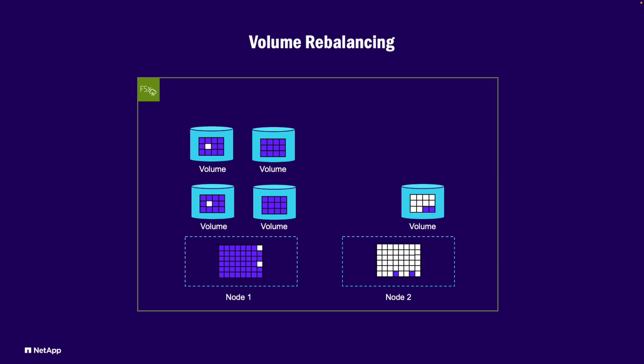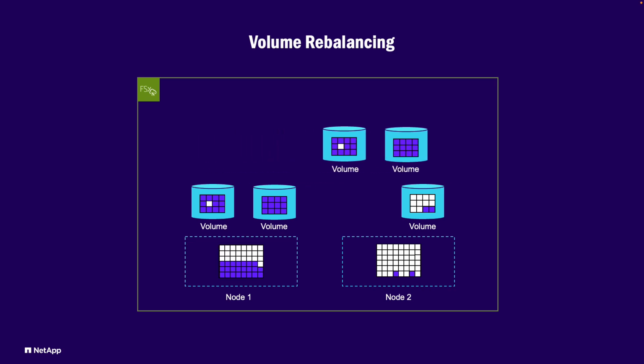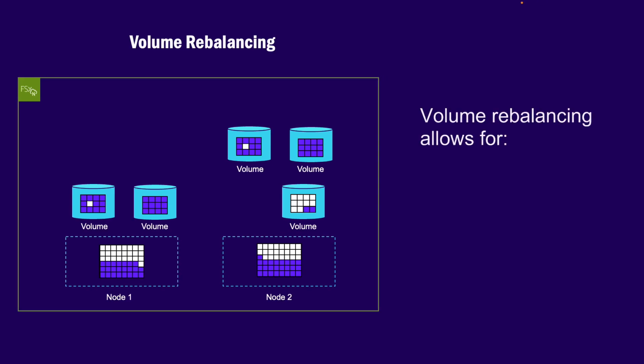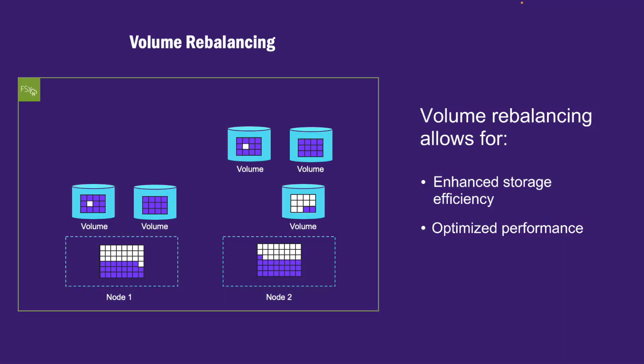FSx for ONTAP allows you to move volumes from one node to another in order to balance utilization. This allows for enhanced storage efficiency and optimized performance. Let's see an easy way to do just that with Workload Factory.